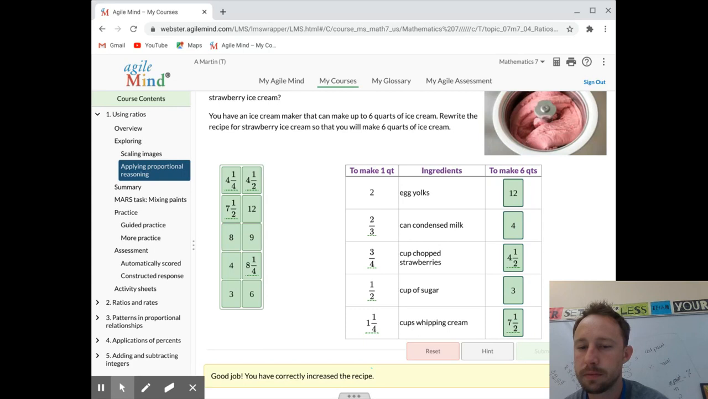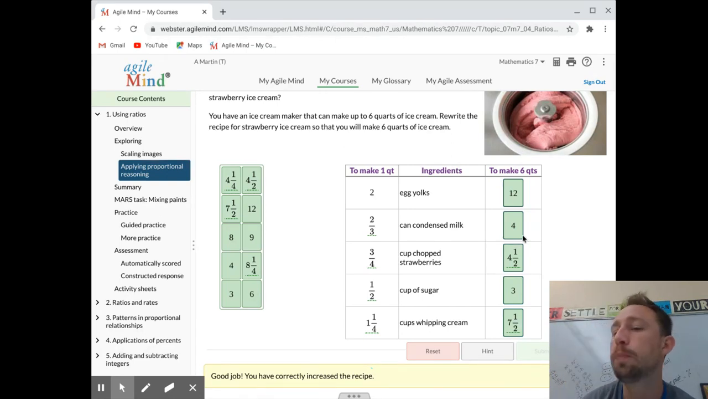Multiply what you have. Okay, so say for instance, I want to double my recipe. What would I have to do? Times 2. That's right. What if I wanted to triple my recipe? Times 3. What if I wanted to quadruple my recipe? Times 4. What if I wanted to half my recipe? Divided by 2. Yeah, I could divide it by 2 or multiply by 1/2. Good job. Y'all answered that perfect.